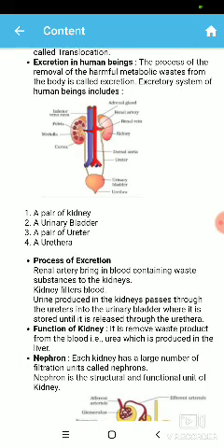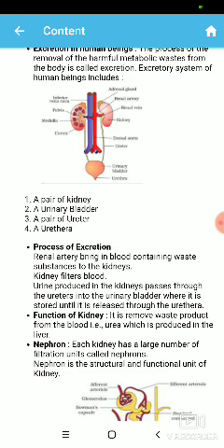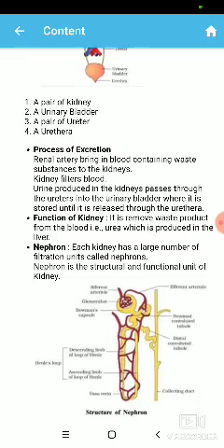Now, excretion in human beings. The process of the removal of harmful metabolic waste from the body is called excretion. The excretory system of human beings includes a pair of kidneys, a urinary bladder, a pair of ureters, and a urethra. Process of excretion: the renal artery brings in blood containing waste substances to the kidney. The kidney filters blood. Urine produced in the kidneys passes through the ureters into the urinary bladder, where it is stored until it is released through the urethra.